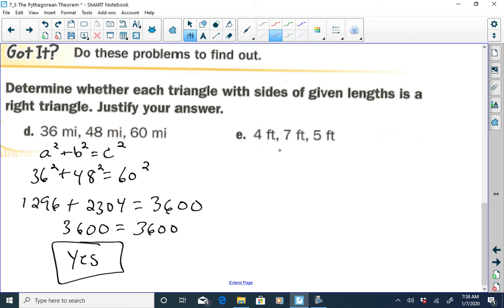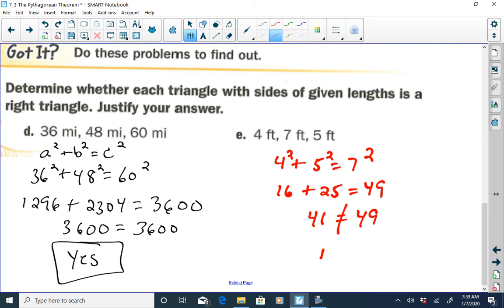Now let's try this one, right? We have to have the 4 and the 5, or the a and the b, because 7 has to be c. The largest number has to be the largest side of the right triangle. So does 4 squared plus 5 squared equal 7 squared? 4 squared is 16, 5 squared is 25. Does that equal 49? Well, 25 and 16 is what? 41. Does 41 equal 49? The answer to that is no, which means if we have a triangle with sides of 4, 7, and 5, it is not a right triangle.